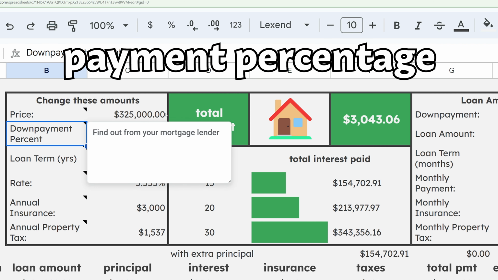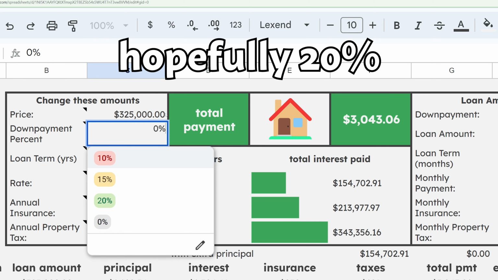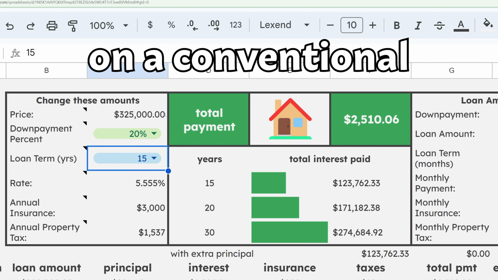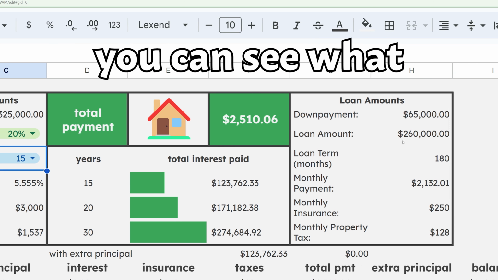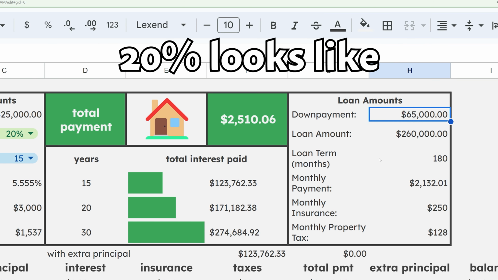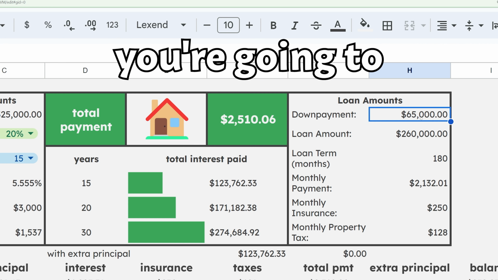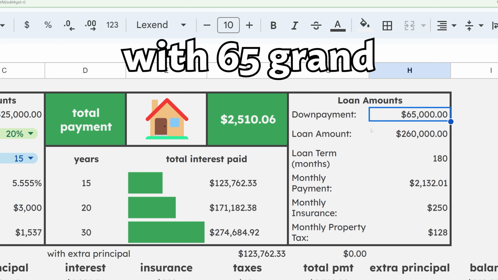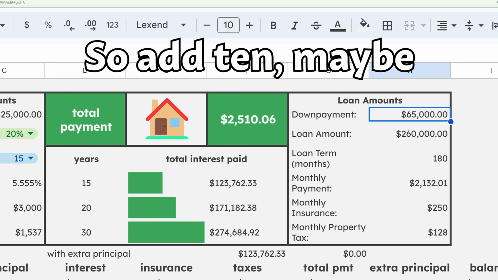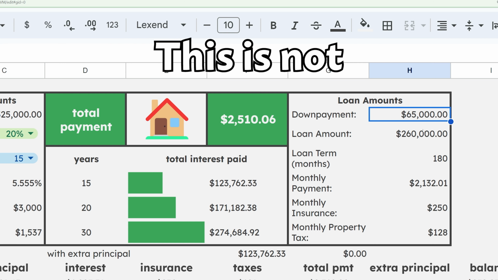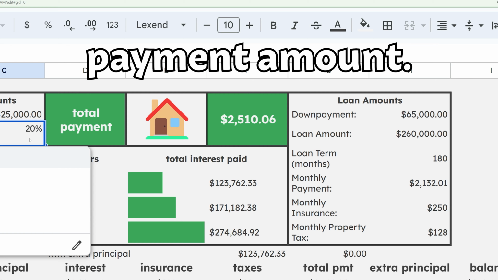The down payment percentage you can find out from your mortgage lender. This is going to be hopefully 20%. On a conventional loan, they really want 20% down. Over here, you can see what 20% looks like. If you've got a $325,000 sticker price, you're going to be showing up with $65,000 plus additional closing fees. So add $10,000, maybe $20,000 to this. This is not everything you'll need to close, but this is the down payment amount.